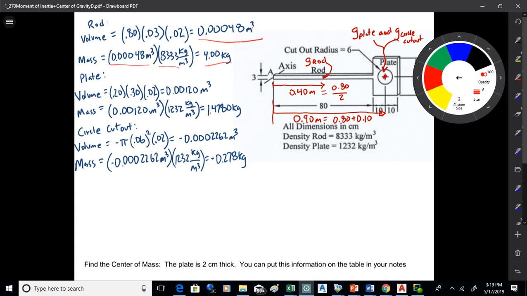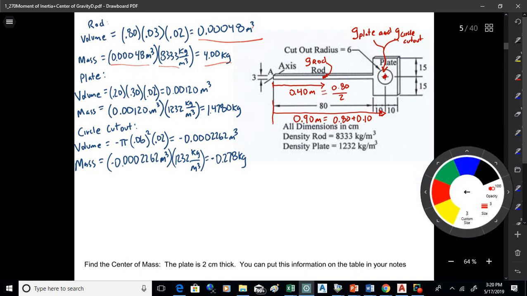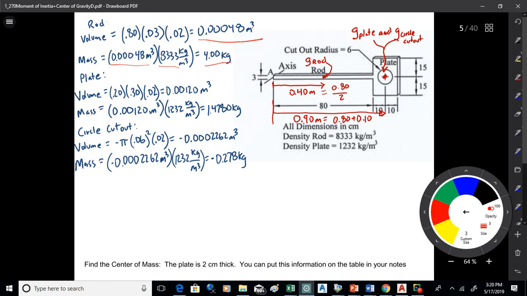Now the plate I'm going to do in 2 steps. I'm going to find the volume of the entire plate, which would be 20 centimeters by 30 centimeters by 2 centimeters thick. So I'm keeping it in cubic meters. So I got 0.2 times 0.3 times 0.02. So that's 0.0012 cubic meters. And then I'll multiply that by the density and get 1.478 kilograms for a full plate.